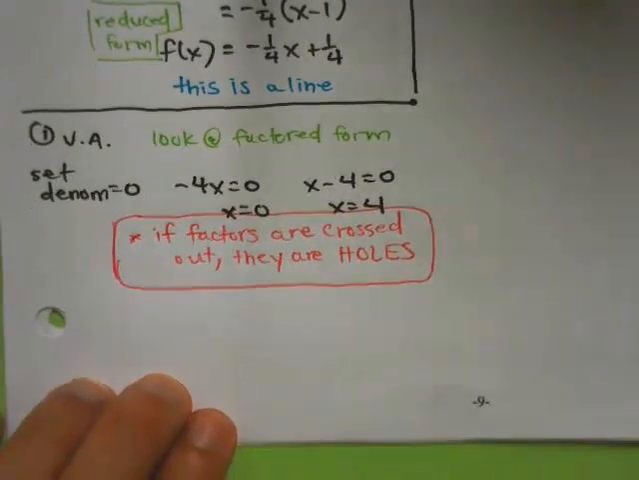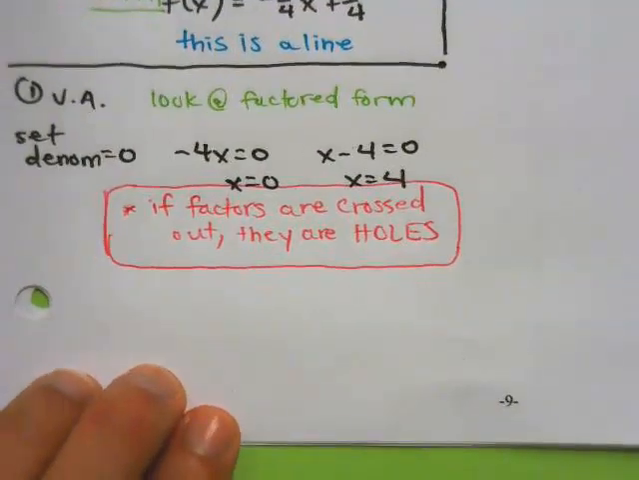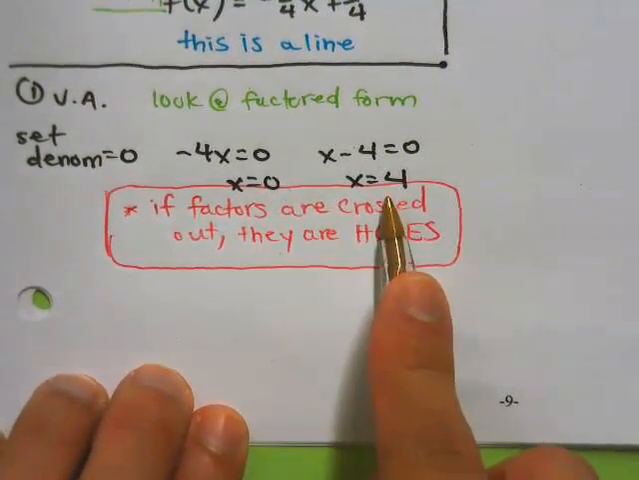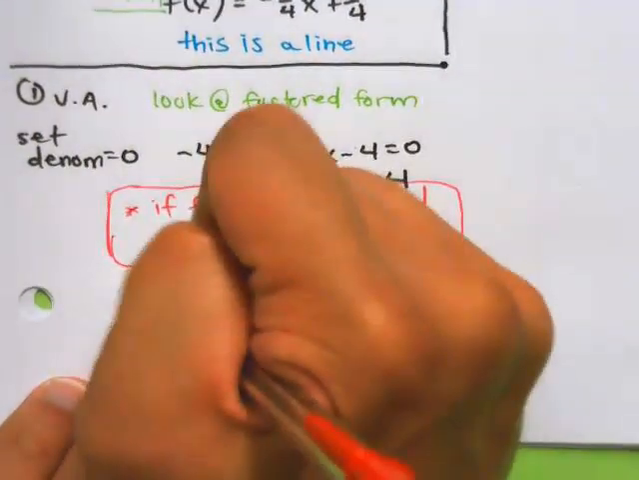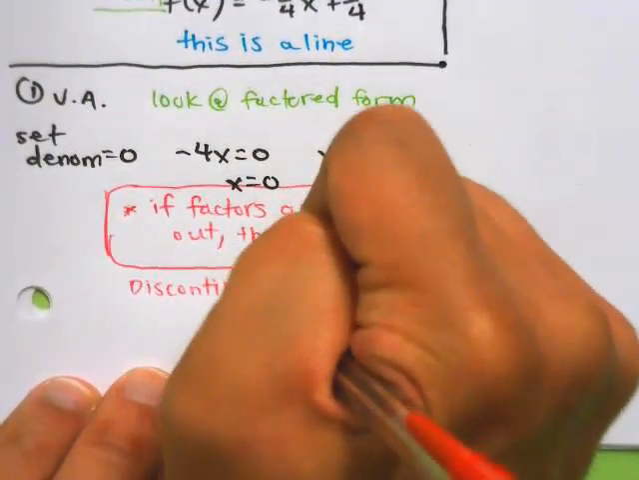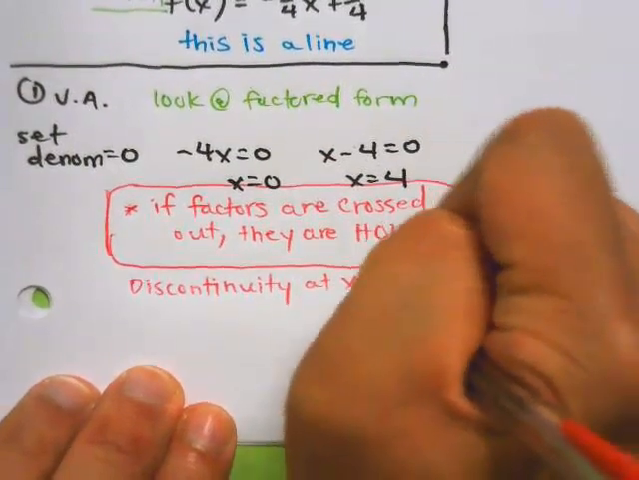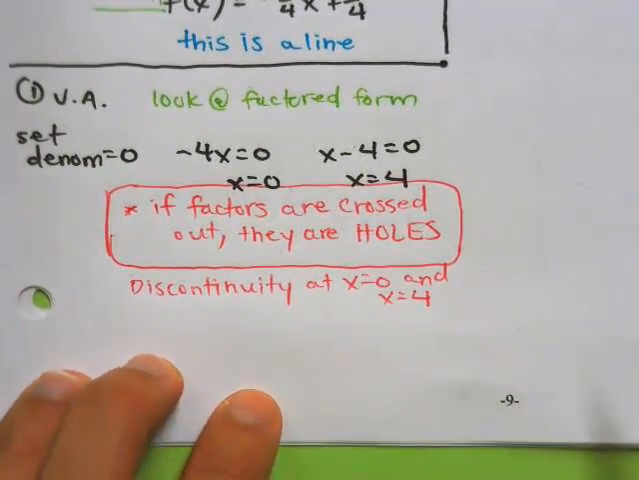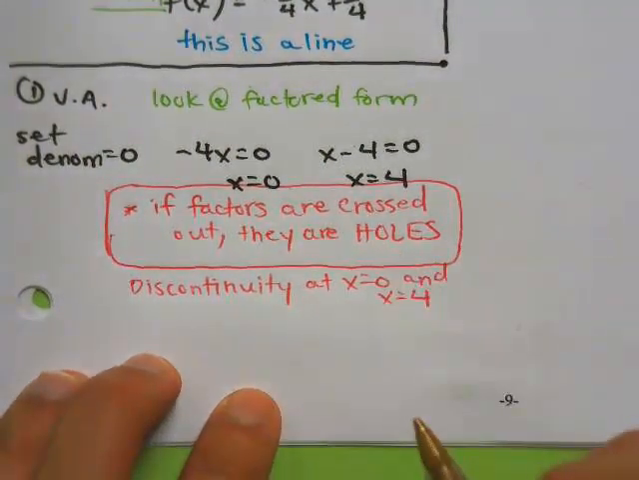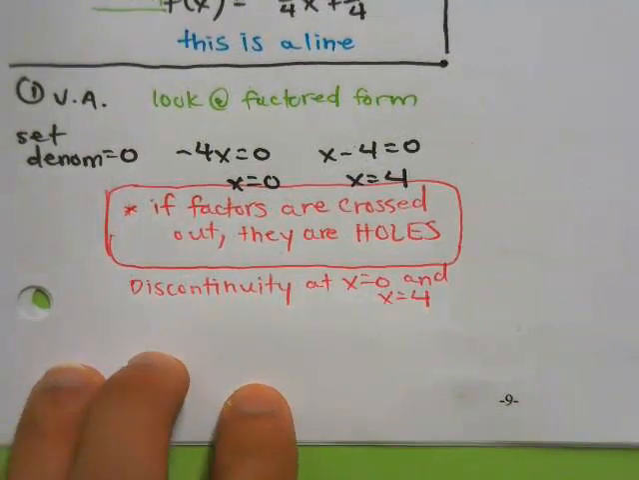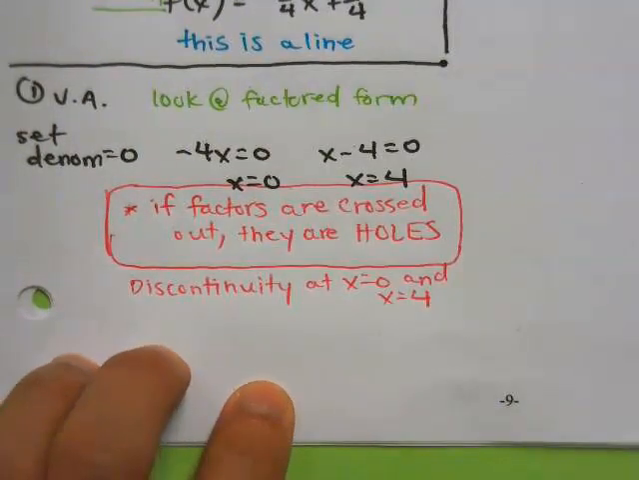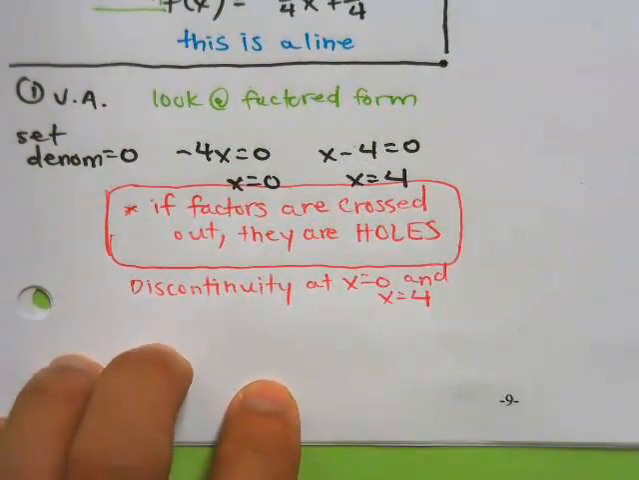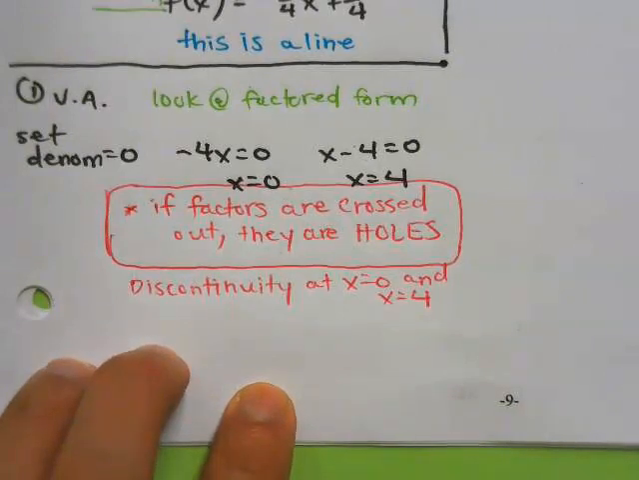And I'm actually going to put some calculus vocabulary right now. There's a discontinuity at x equals 0 and x equals 4. Discontinuity means that there's a hole. What I mean by hole is that the graph is not going to be here. It's very similar to when we have the less than or equal to sign and there's no equal to sign, and you make a circle, a hole. So let's go ahead and do that.